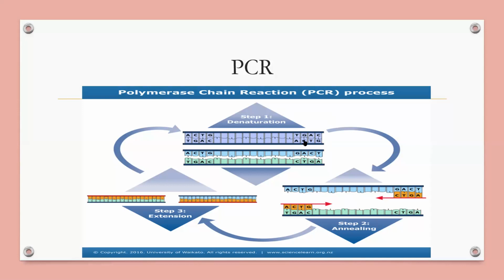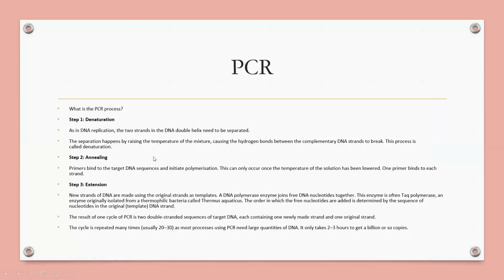First we take the DNA strand. Next, raising the temperature for about 1 minute, the DNA gets denatured and the two strands are separated. Do you understand? This is the denaturation step. In DNA replication, the two strands in the DNA double helix need to be separated.